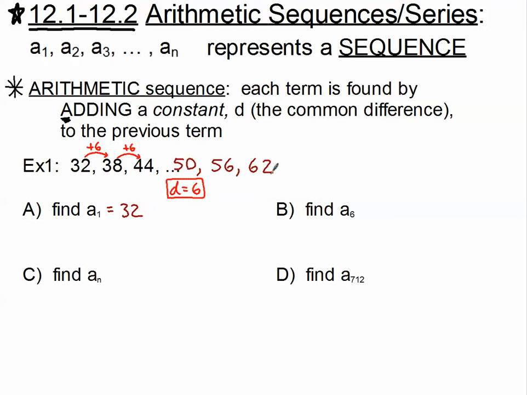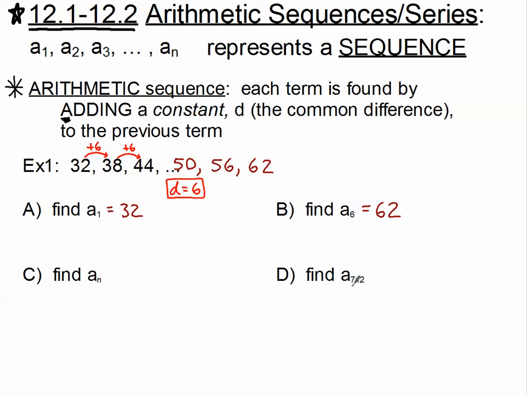This is called the brute force method, when you're simply just adding to get to a certain term. Sometimes brute force will be the way to go because we're only looking for a little term. If we were looking for the 712th term, though, I don't imagine you'd want to add 6 that many times. But to find a sub 6, it's really not too bad. 1, 2, 3, 4, 5, 6. Yep, here's the sixth term. It's 62. So that's not too difficult.